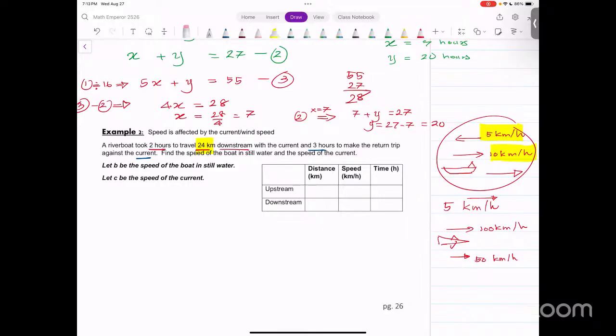Let B be the speed of the boat and C be the speed of the current. So we're going back to speed upstream for the boat. We're going to be talking about a boat.